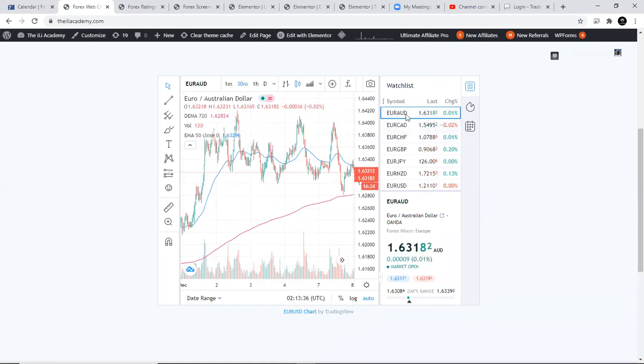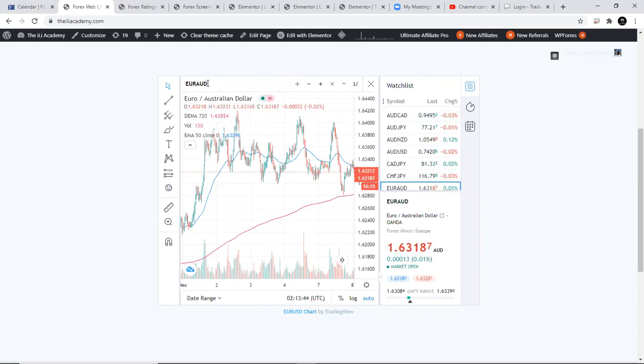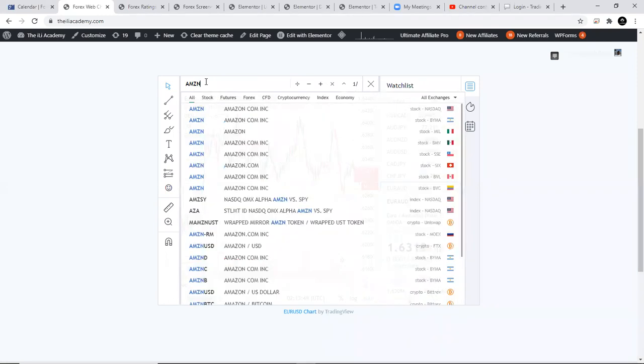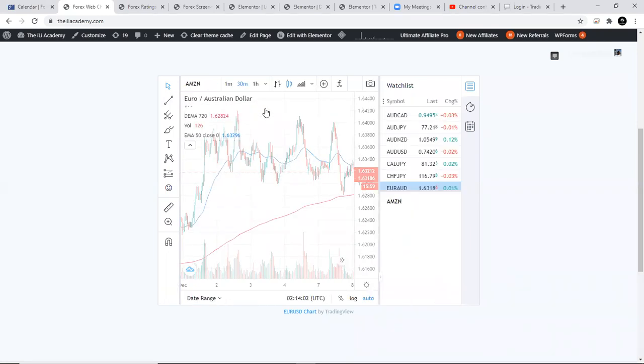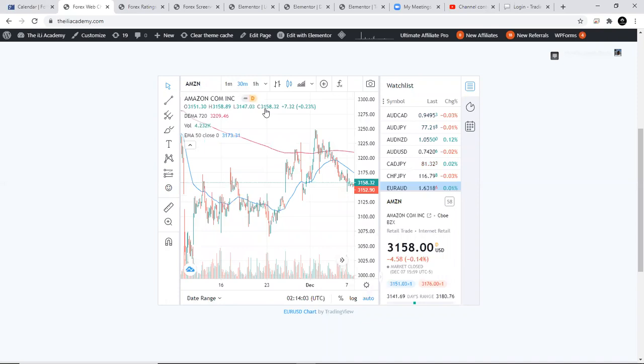You don't have to use just this watch list for Forex. If you want to put in some other stock symbols and things like that, you can do that as well. Here, let's try one. Let's put in AMZN for Amazon. And you see all the Amazon results come up, right? There's one on the New York, on the NASDAQ, I'm sorry. On the NASDAQ, we can choose this one. And there you go, right?